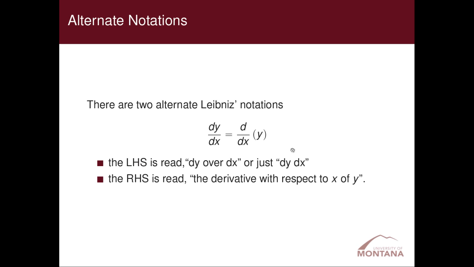There's also two alternate Leibniz notations, or Leibnizian notations. So sometimes people write it dy dx, and other times people write it d over dx, or d by dx, sometimes we say, of y. So the left-hand side, we often read that as dy over dx or just dy dx. And the right-hand side is often read the derivative with respect to x of y.